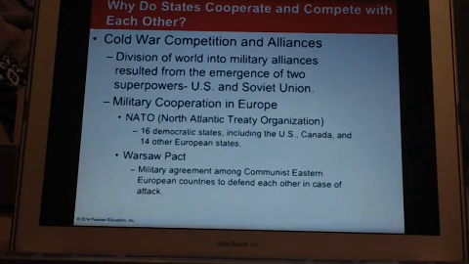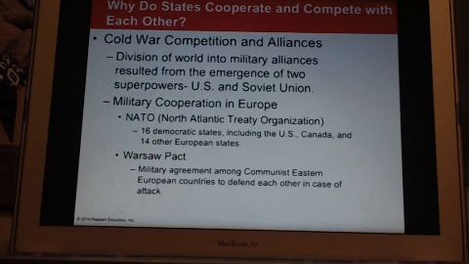Okay, so let's talk about why states cooperate and compete with each other. A great example of that is the Cold War competition and alliances. So we have the division of the world into military alliances. And this resulted after World War II from the emergence of two superpowers, the U.S. and the Soviet Union. So out of that, there was military cooperation in Europe.